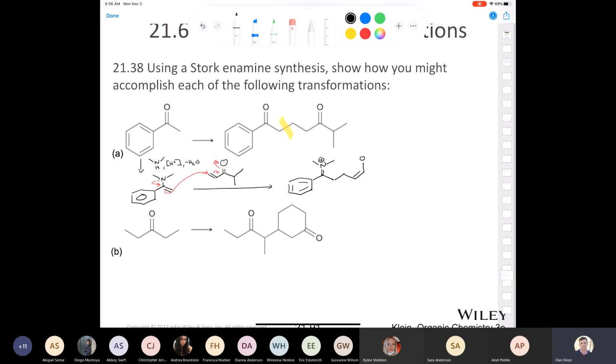And in this position, we're going to have our enolate ion. Overall, the molecule has no charge. And then in the last step, you're going to treat this with H3O+.